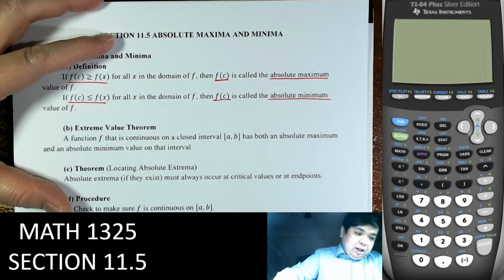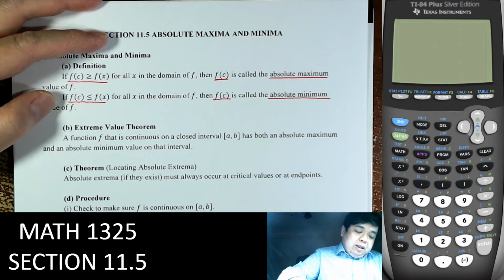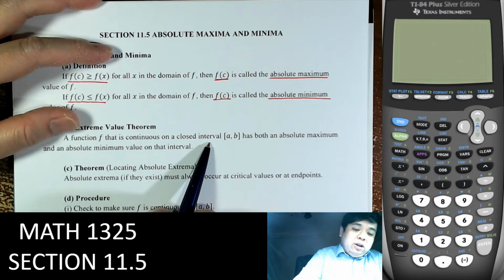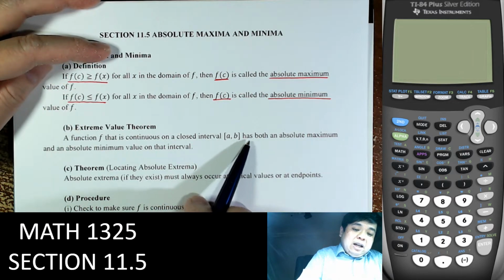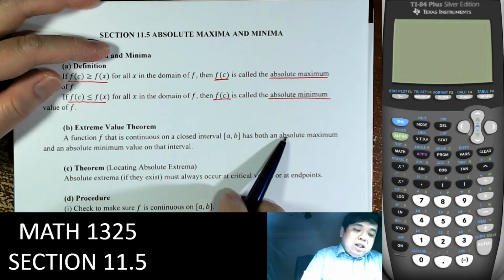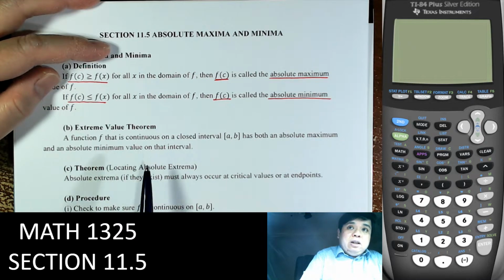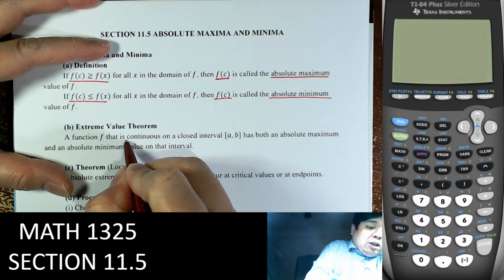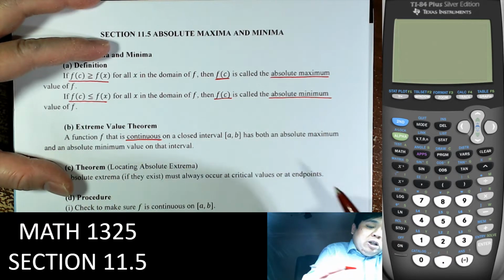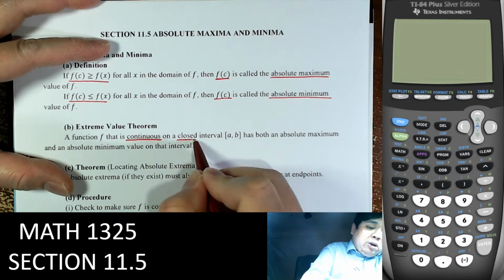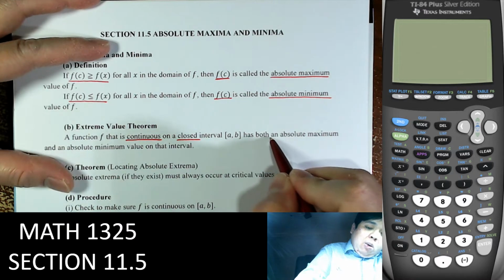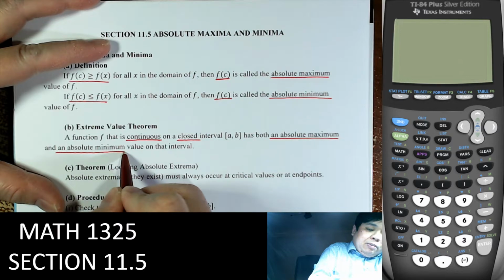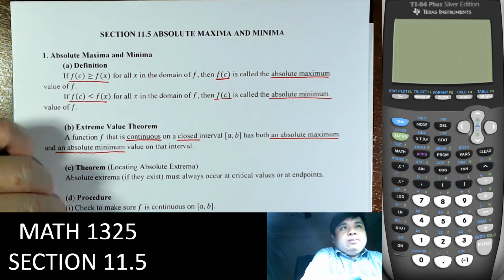Right. Extreme value theorem: if the function is continuous on a closed interval, then it has an absolute maximum and an absolute minimum on that interval. So we have two conditions. The function has to be continuous and the interval has to be closed. Then there is one absolute maximum and one absolute minimum value on the interval, right?